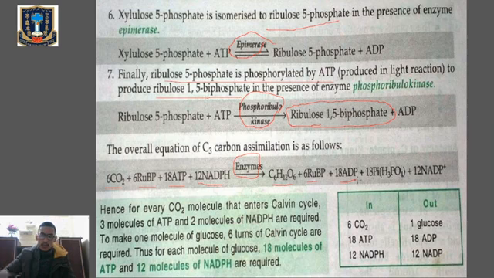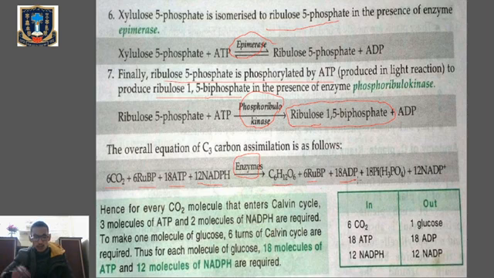Now, how many molecules of ATP and how many molecules of NADPH are utilized for the formation of one molecule of glucose in the C3 cycle? That is the most important question. Okay, so one more time, how many molecules of ATP and how many molecules of NADPH are required for the formation of one molecule of glucose in the C3 cycle or in the Calvin cycle?